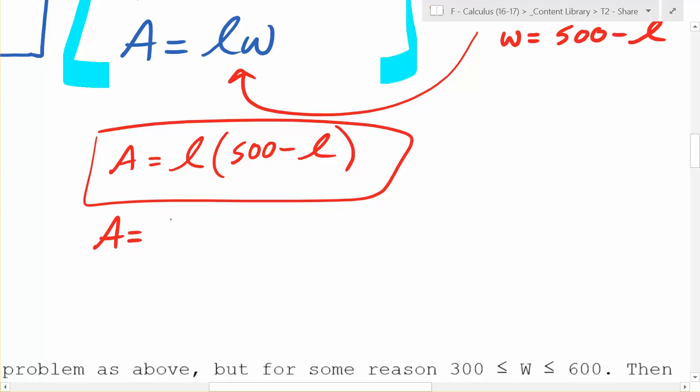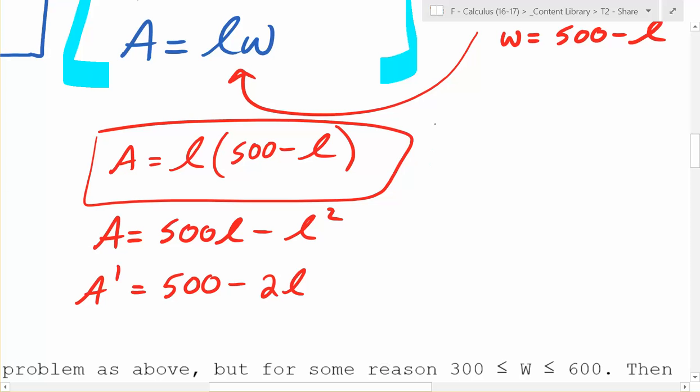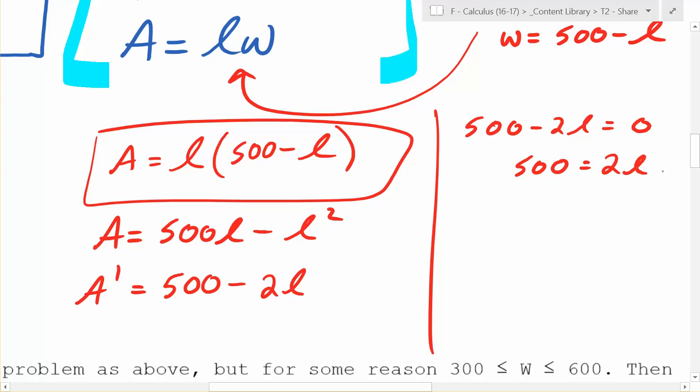What do we get? 500L minus L squared. So now we take the derivative because we want to find a critical point. We want to find a maximum. David, what's the derivative of this? What's the derivative? 500 minus 2L. I gotta put DT on there. No, we're not. There's nothing moving here. Okay. We set it equal to what now? So 500 minus 2L, we want it to equal what? 0. So 500 equals 2L. So L is equal to 250.